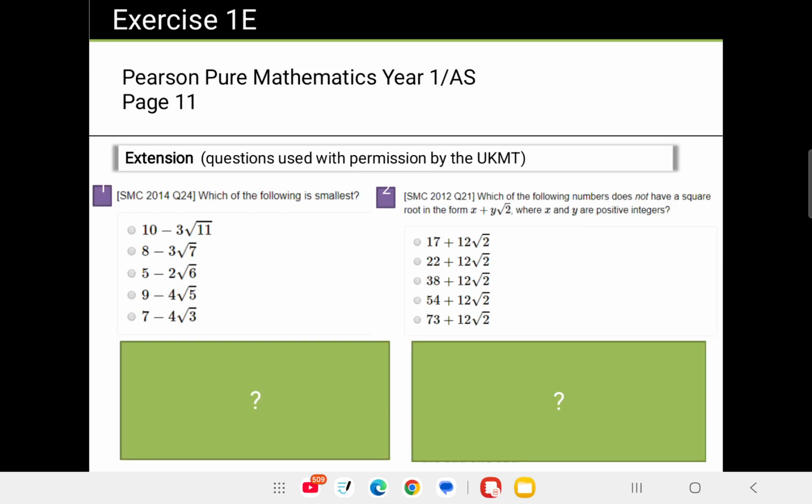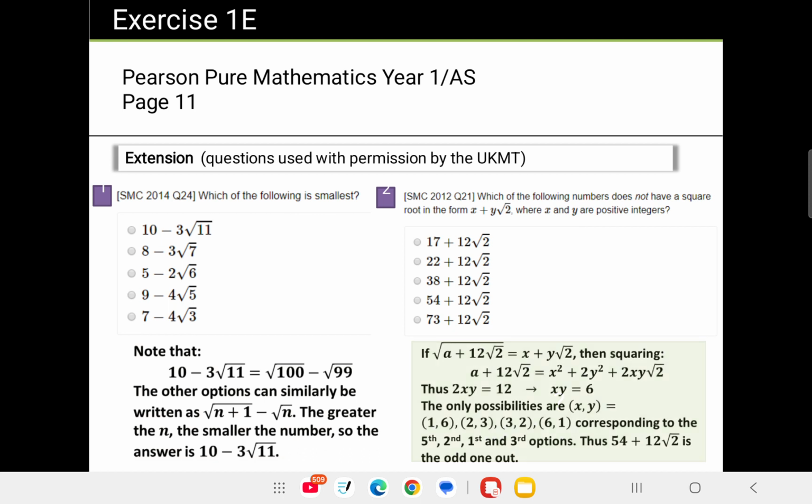Okay, so we have more questions on the same topic. Which of the following is smallest? So you can solve these to check which one is smallest. You can even sub in the calculator to check which one is smallest, so it's not even important from the exam point of view. So you can do these one by one.